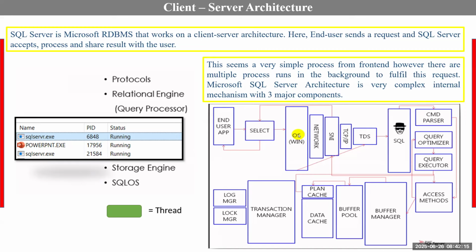Command parser also plays a major role, sir. Command parser, first it will check the syntax checks. Next, it will check the semantic checks. Next, it will bind the request and prepare the query tree. These are the major three things it will do. What is the command parser doing? First, it checks the syntax.